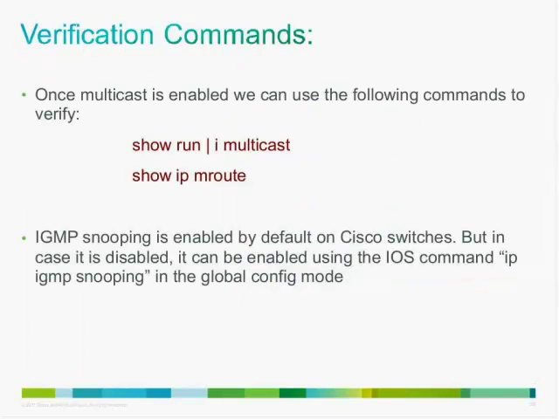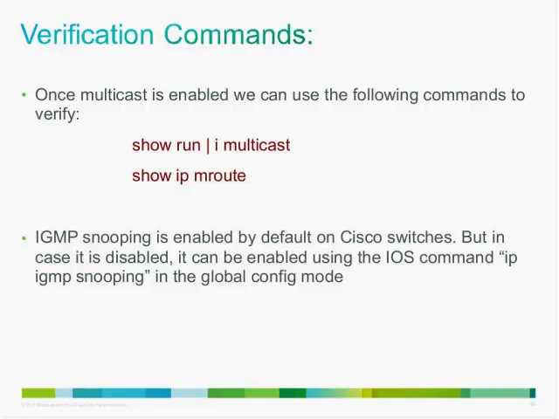Verification commands. Once multicast is enabled, we can use the following commands to verify. We can just do a show run | include multicast. This will tell us all the multicast commands enabled on the device. And we can do a show ip mroute, which is a very important command. This will tell us which are all the incoming interfaces from which the traffic is arriving and which are all the outgoing interfaces to which the traffic will be sent out.